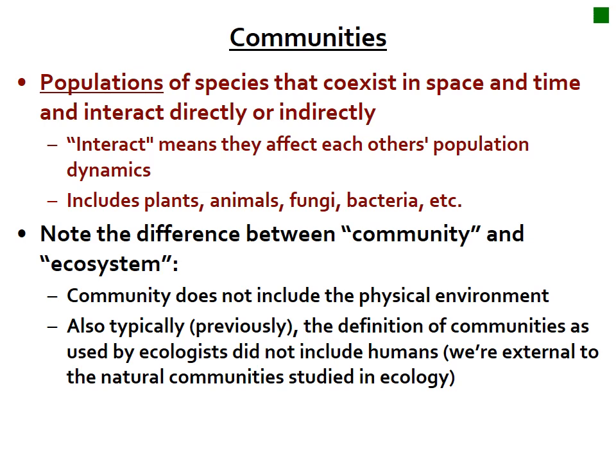Just a couple of quick definitions: populations of species that coexist in space and time and interact directly or indirectly. Note the difference between community and ecosystem there. Basically, with community, we're talking mainly about the biotic components of an ecosystem and not the physical environment. And typically, when ecologists talk about communities, we're really not thinking about how humans fit into the mix.